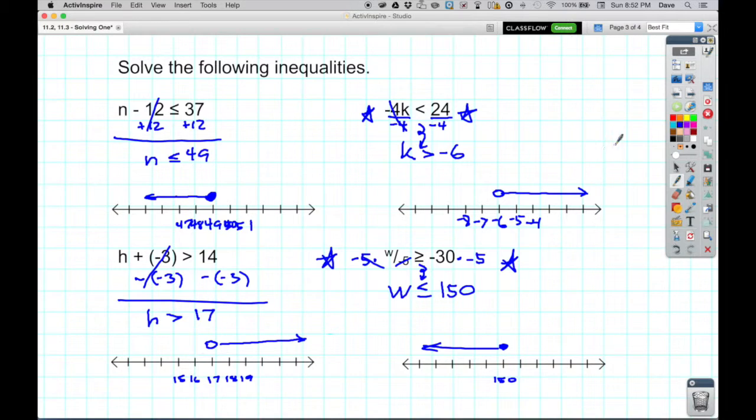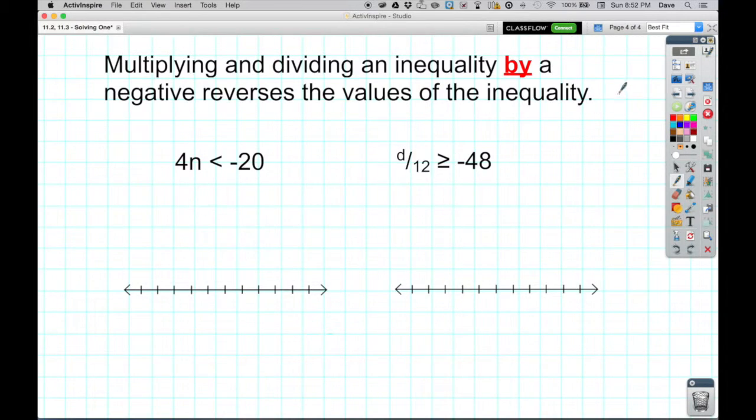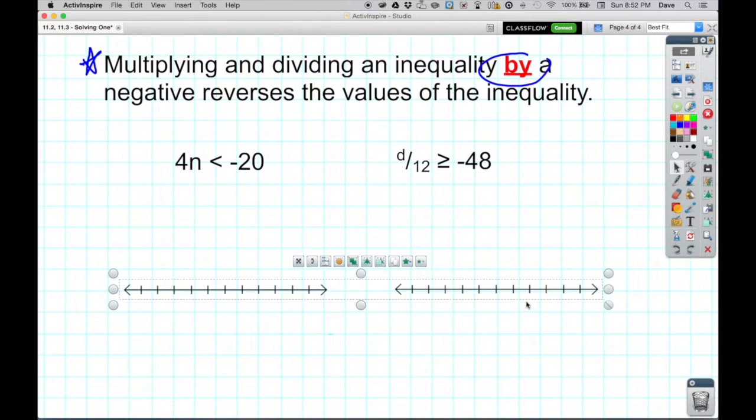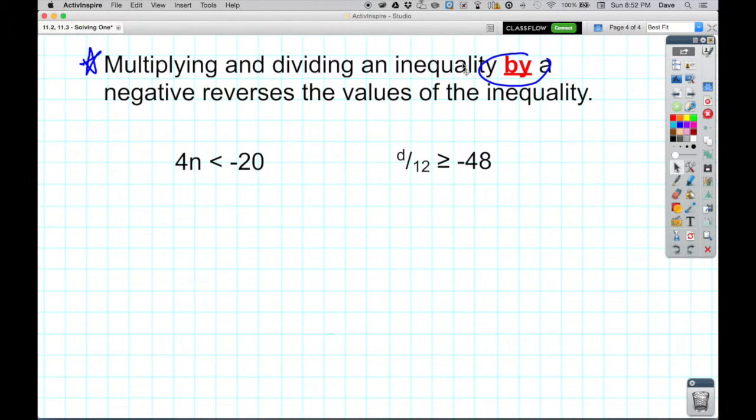All right, now let's talk about one last thing. Now I've written one of the sentences down again. Once again, our exception, the thing that we keep starring, is anytime we multiply or divide an inequality by a negative. And this wording is really important because I've had people do problems like these too. And you know what, let's not even worry about the graphs right now. We're just going to get rid of those. Let's just focus on the problems.